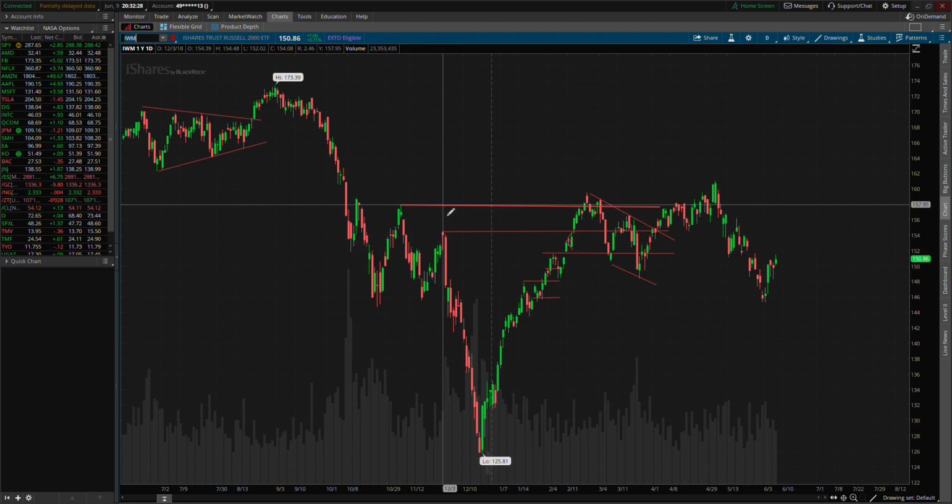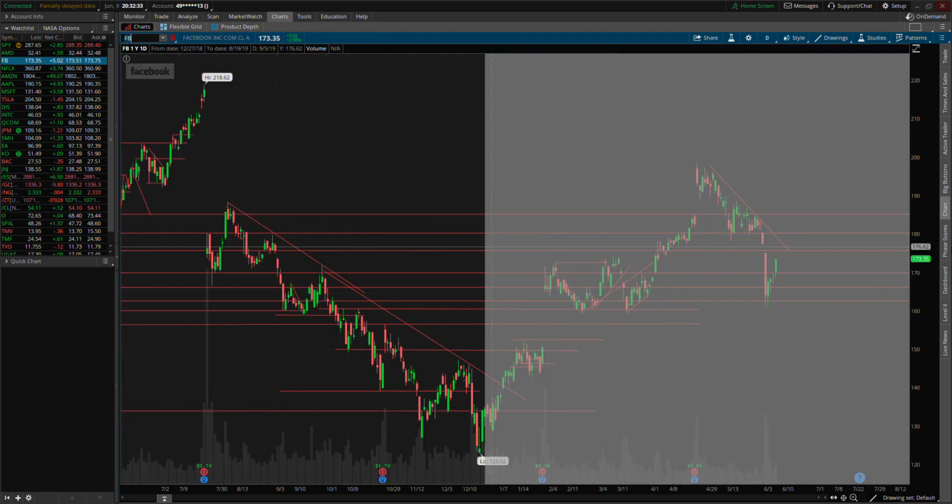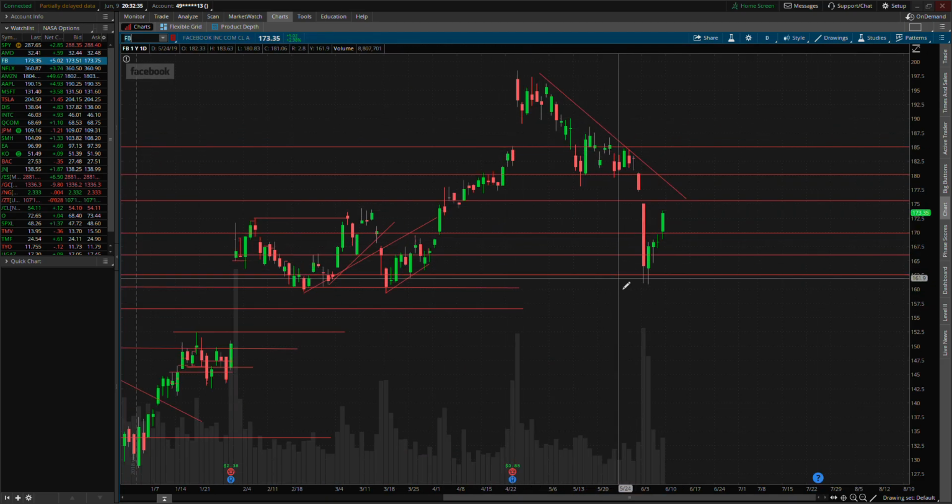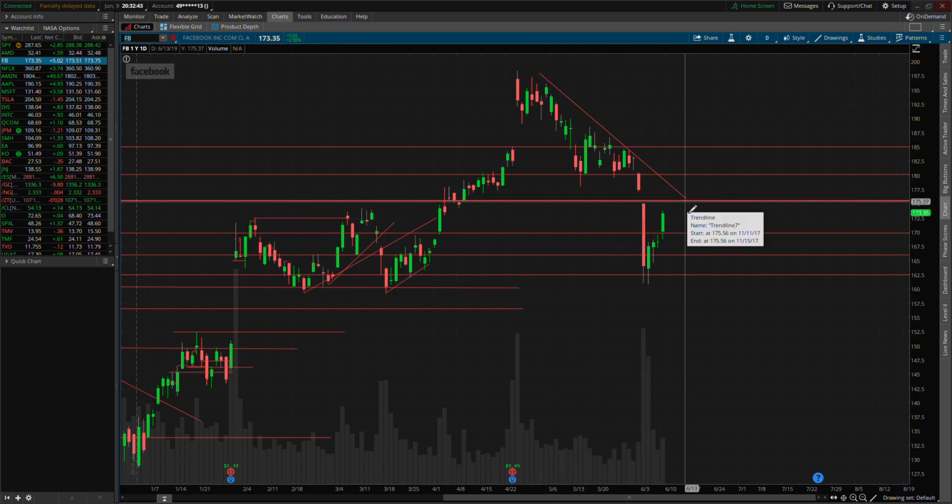So we'll be watching for IWM to test that 152 level tomorrow and this week. Looking up next is Facebook here. Facebook took that dip into 162.5. Buyers stepped in, confirmed by volume, and then we came back up.